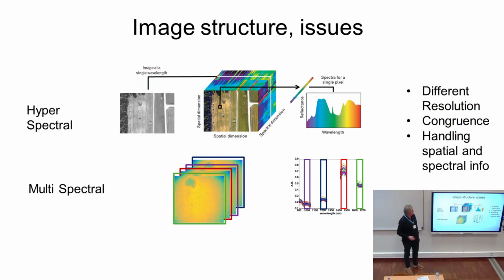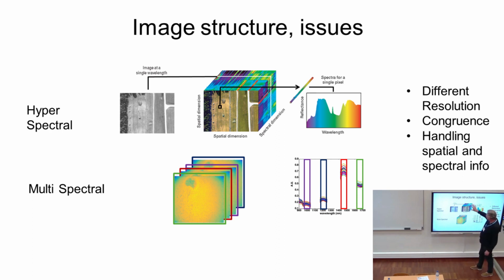So some words about image structure and issues. When you have hyperspectral images, you can see this as a cube. It is always said as hypercube, but in fact it's a cube. And in this cube, you have monochromatic planes. That means that you have a lot of images at single wavelengths. Or you can see that for each pixel, you have a spectrum. You have these 2 points of view.